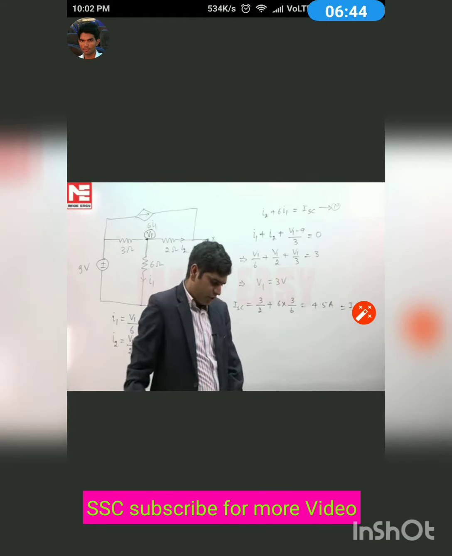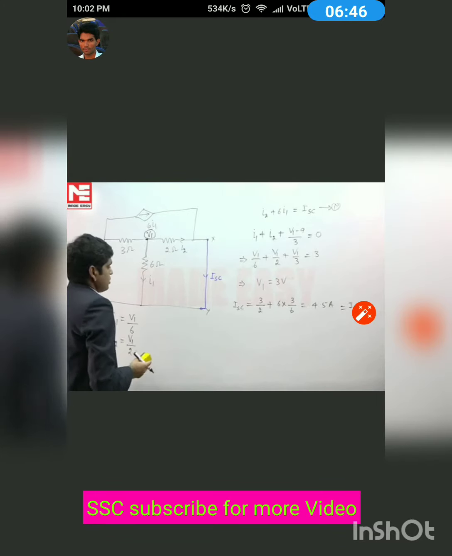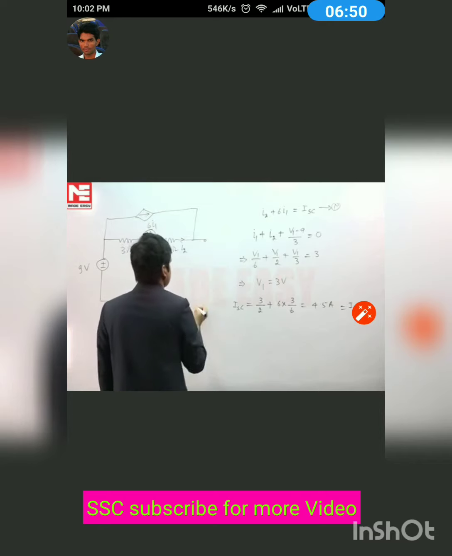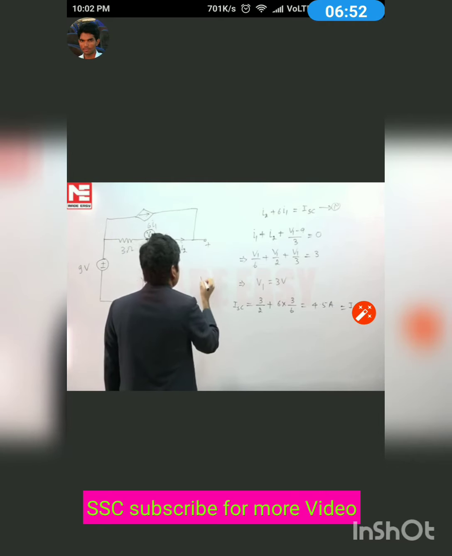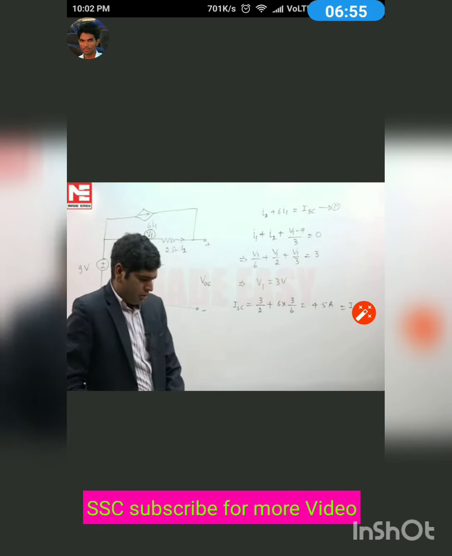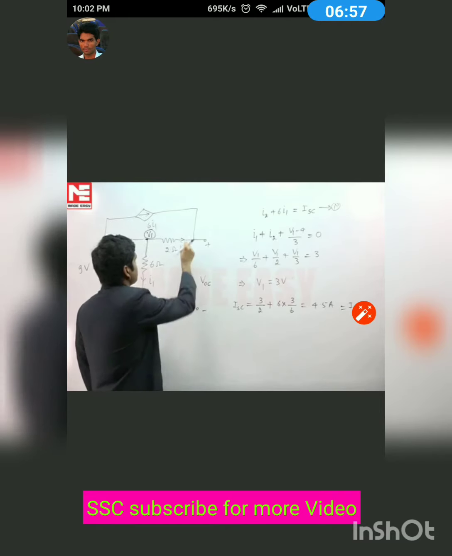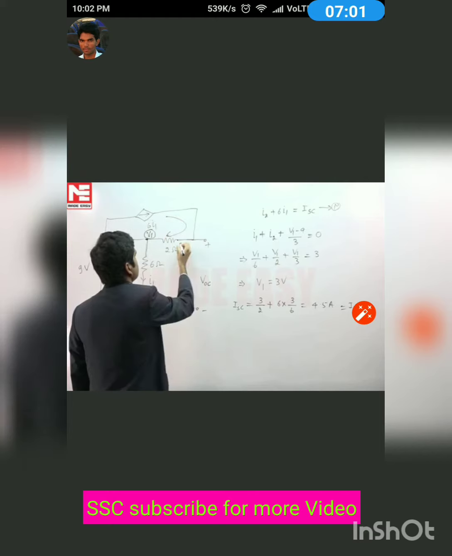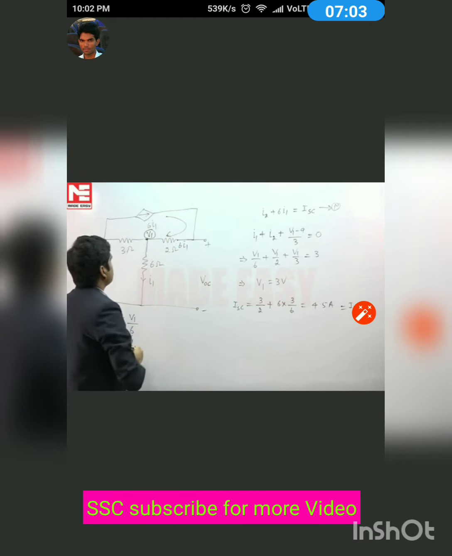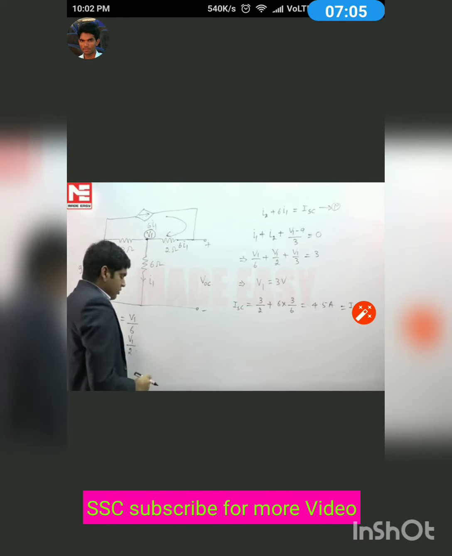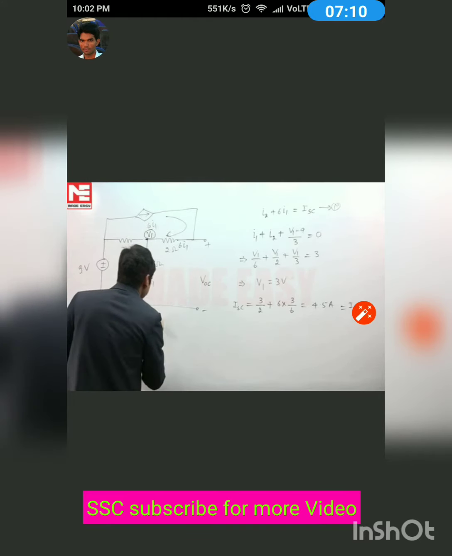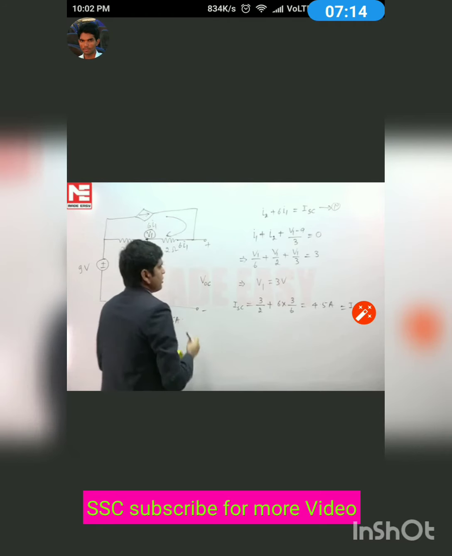Now we have to calculate RTH, Norton's resistance. So first of all, let us calculate the open circuit voltage, VOC. If it is open circuited, then the same current 6 I1 will go through this, so in this terminal it is 6 I1. Now if we apply KVL, let us write this value I1 here. IN is 4.5 ampere.